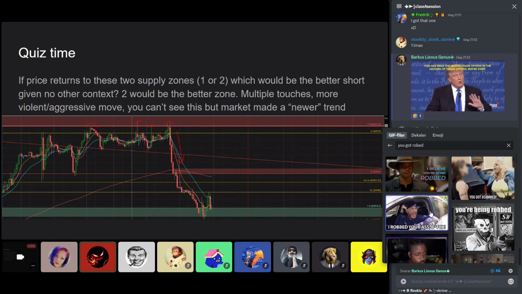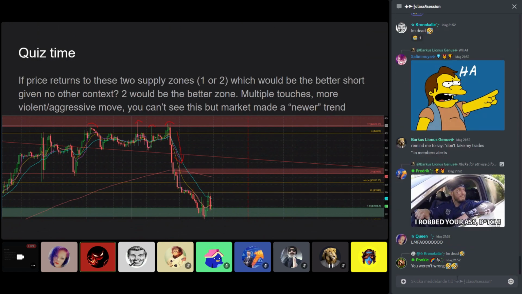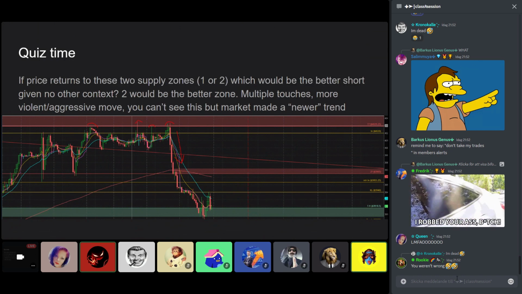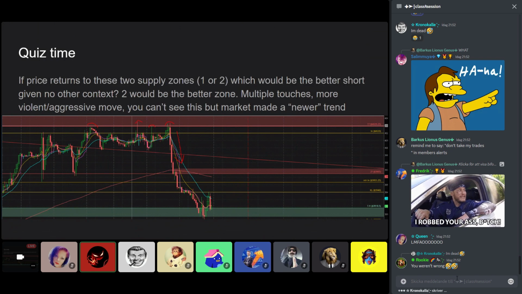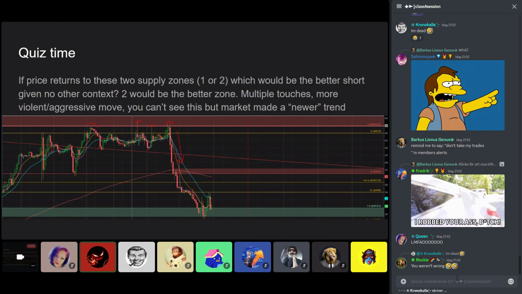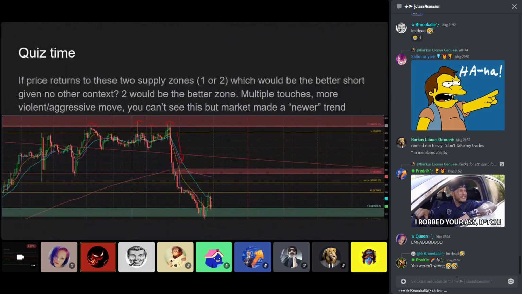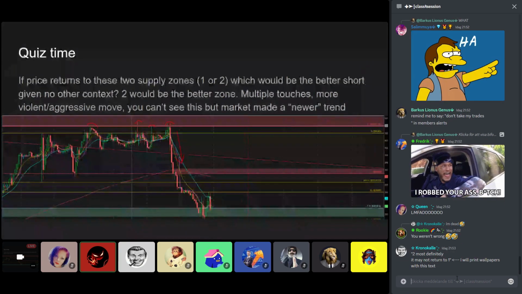I would personally like this better because we've had multiple touches, and like I said, multiple touches in some aspects can be an indication of a better zone. So here you have nearly 4 touches just on this part of the screen. And then you have this really violent, aggressive sell-off. The best part about the sell-off is it created a second zone here.